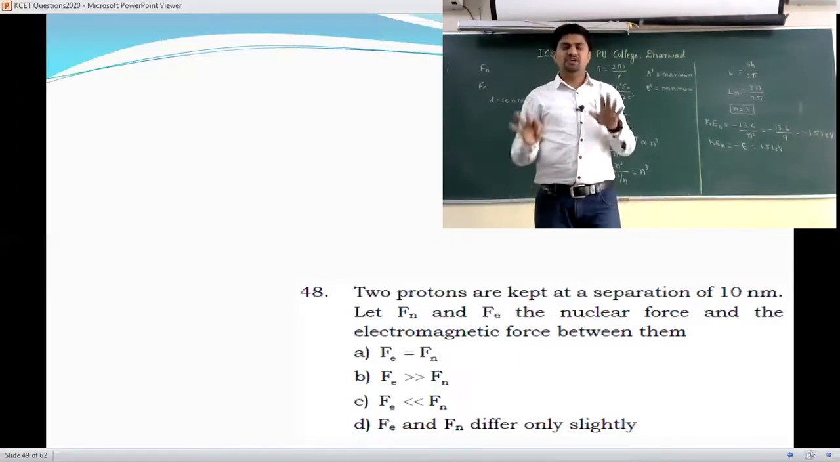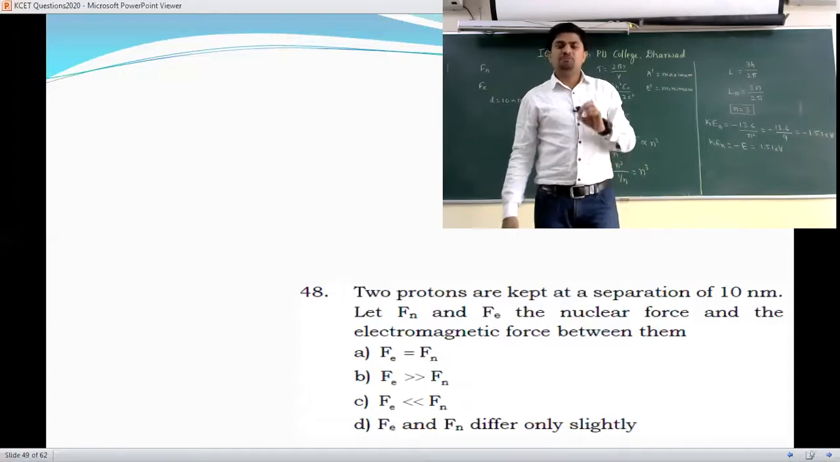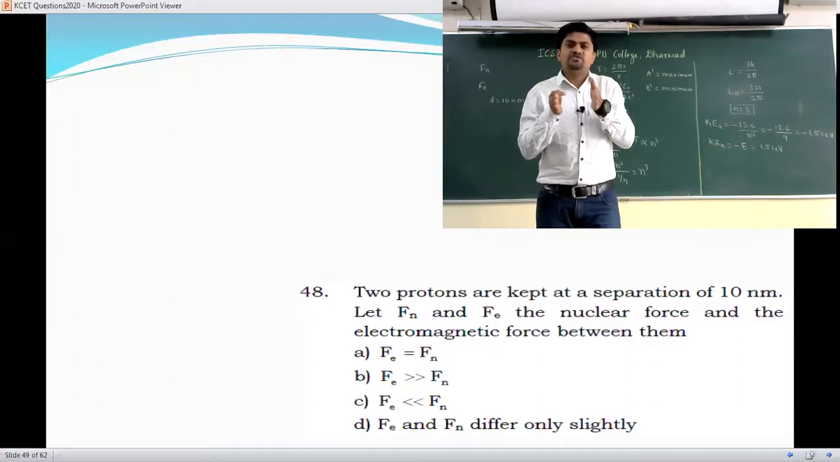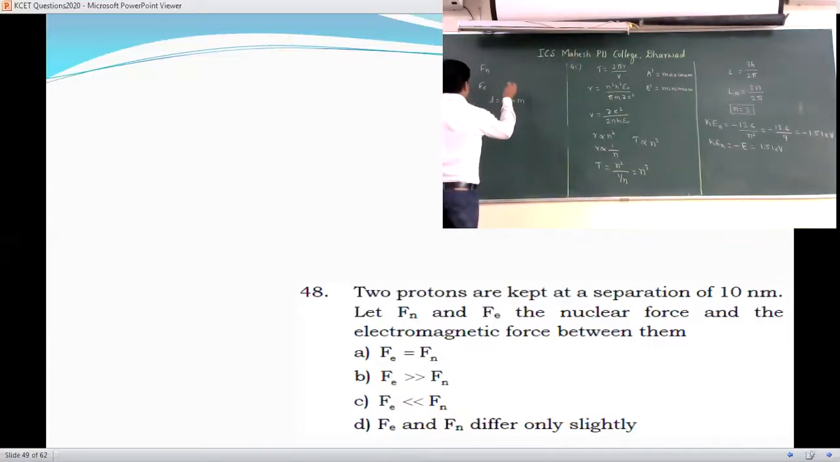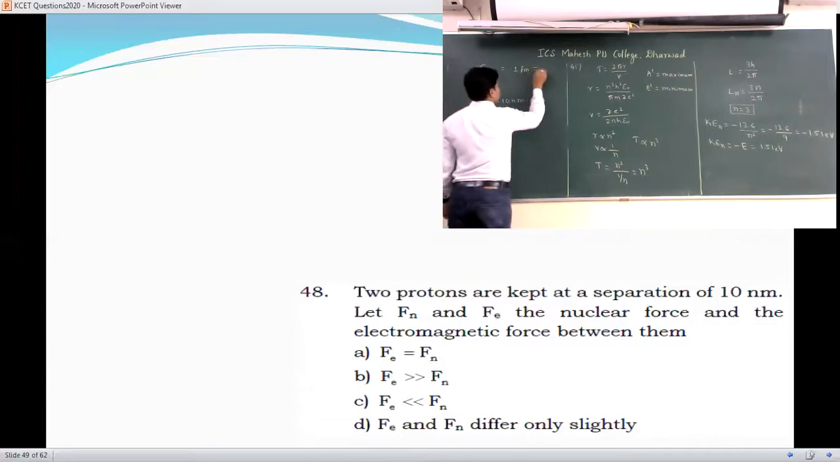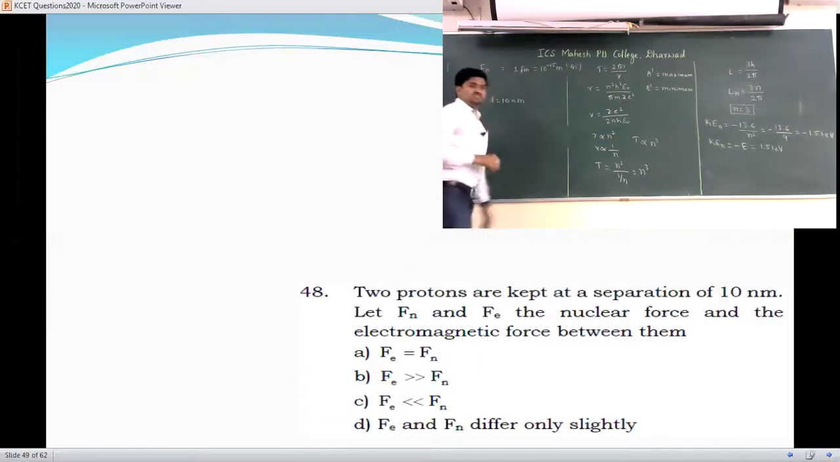We say that it is the strongest force in nature. But the problem with the nuclear force is that it is a very short range force. What is the range of the nuclear force? It is very strong at 1 FM, that is, femtometer. 1 femtometer means 10 raised to minus 15 meter. Okay, it is strong at 1 femtometer.